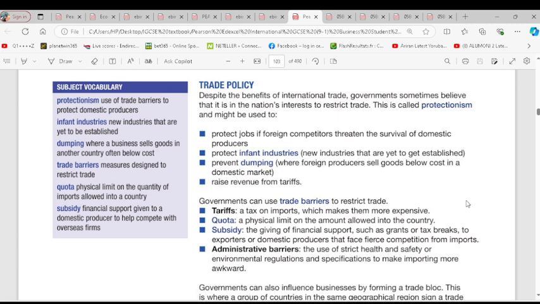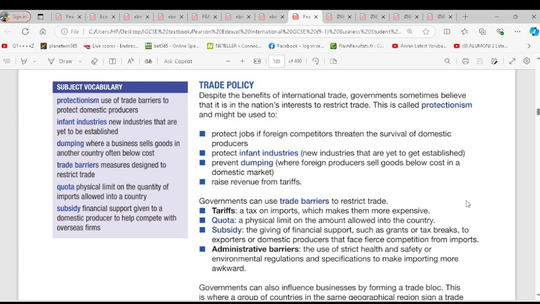Is it clear? Yes. Protect infant industries. These are newly established industries. They are just coming up. They are new. Because they are new, they cannot compete with existing firms. So government wants to protect them so that they can grow too. Is it clear? Yes.